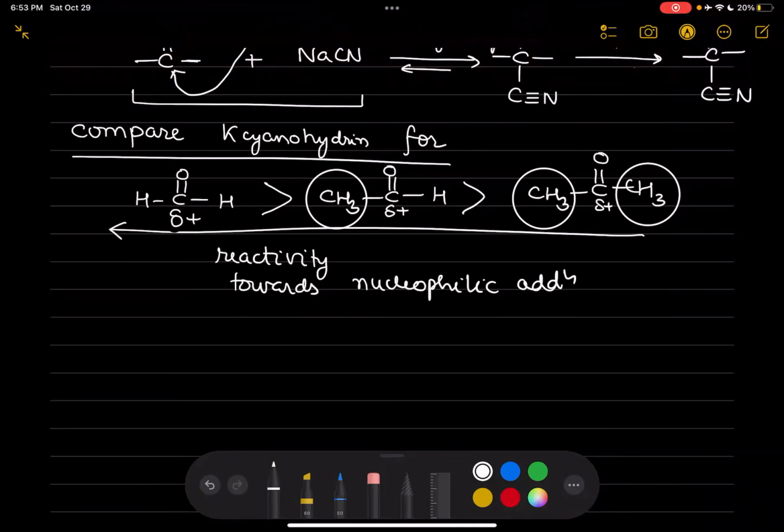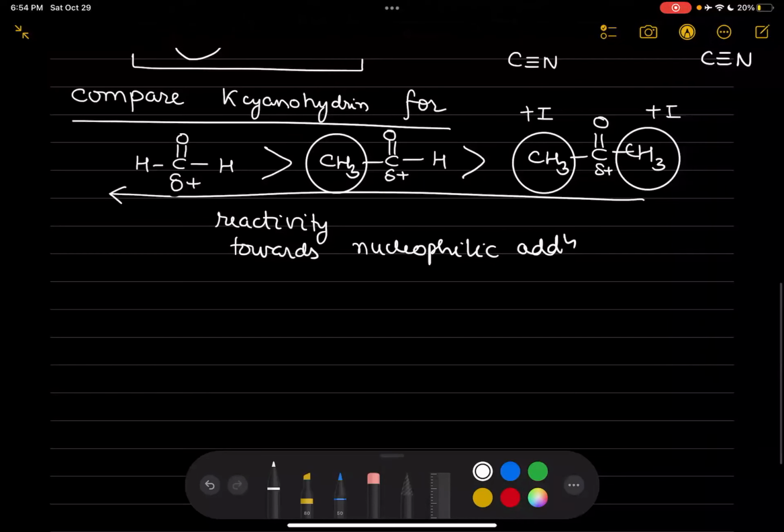So what is going to happen? The positive charge is also going to decrease because of the plus I effect, you can write. And the steric hindrance is increasing. So all these factors are preventing the nucleophile from coming and joining over here. Is it clear? Yes, sir. Okay.